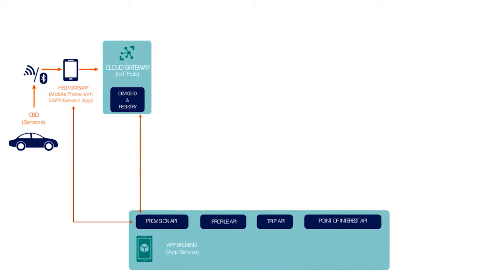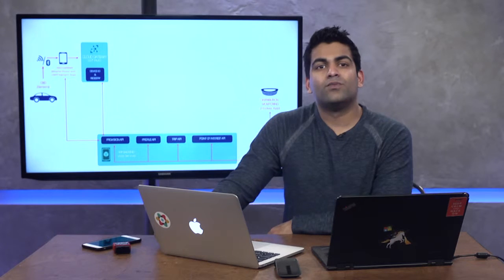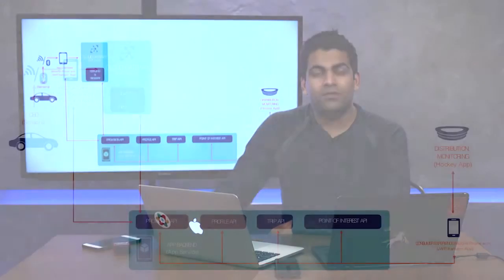The Azure IoT Hub takes all this data and feeds that through a number of analytics and other services into your Azure App Service. The Azure App Service acts as the backend for your mobile application. This mobile application is delivered to users and to you through HockeyApp. Now let's talk about what sort of transformations happen to the data as it reaches IoT Hub.